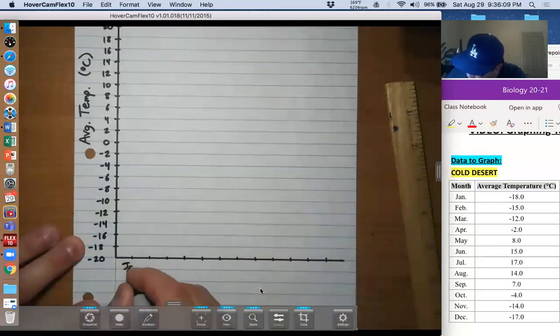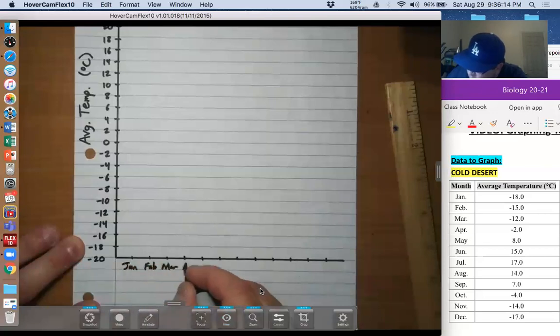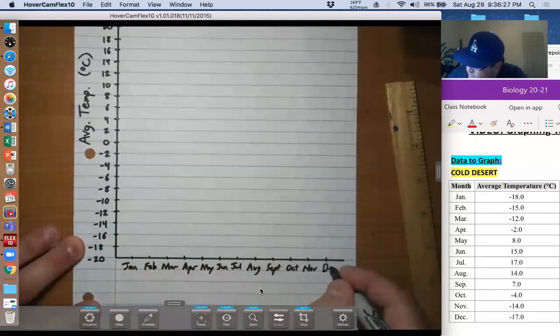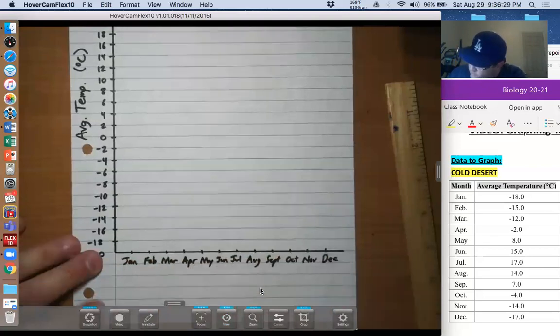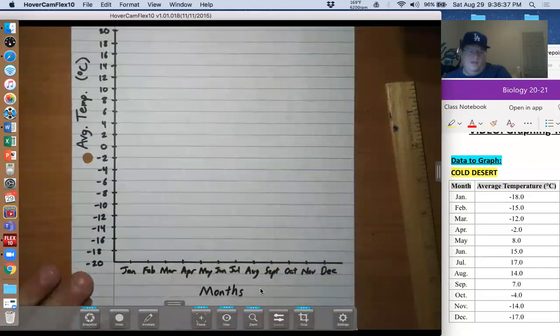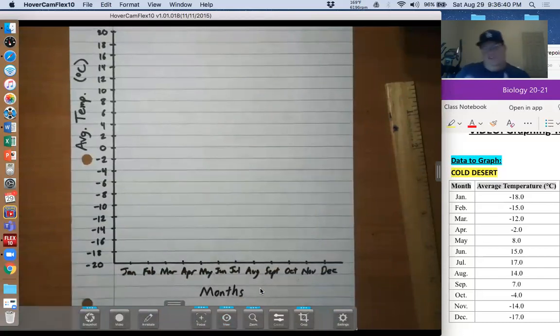So January, February, March, April, May, June, July, August, September, October, November, December. And like we did last week, just in case somebody doesn't know, these are months of the year. Just label my x-axis properly. Now, the setup may have been a little bit more, but here's the beauty of an XY scatter plot. Putting the data on the graph is actually a lot easier.